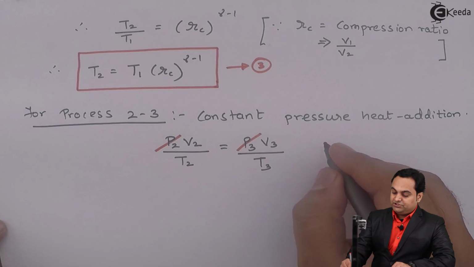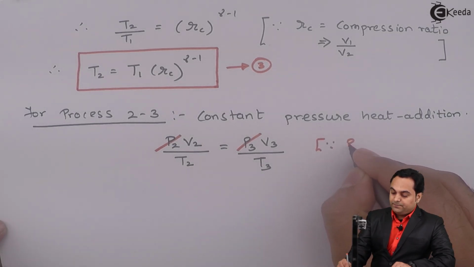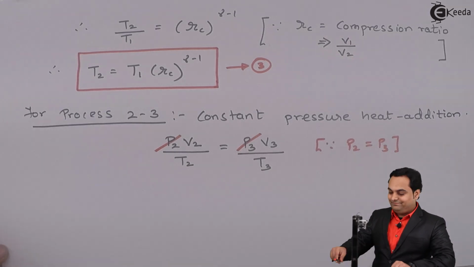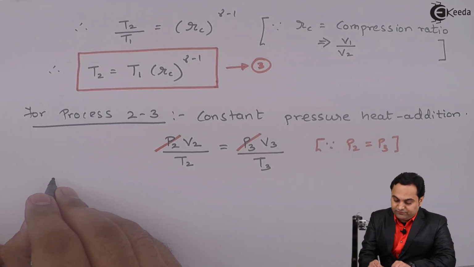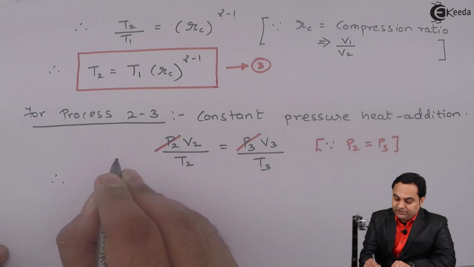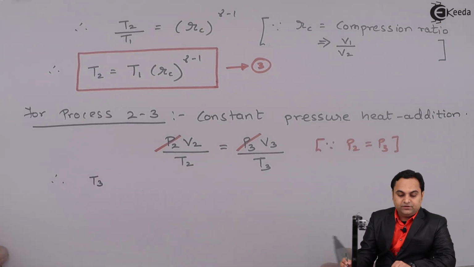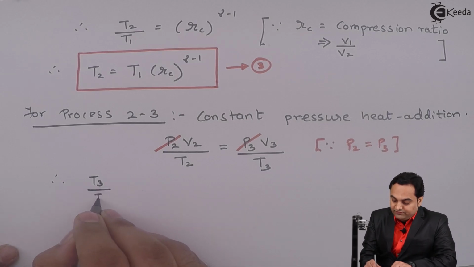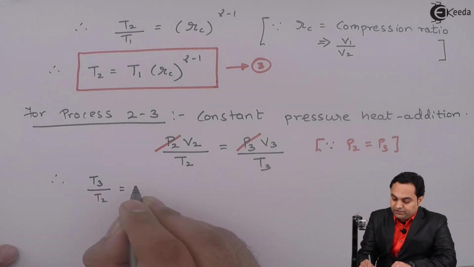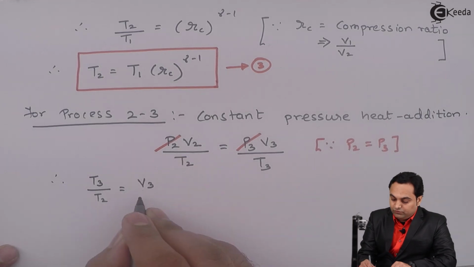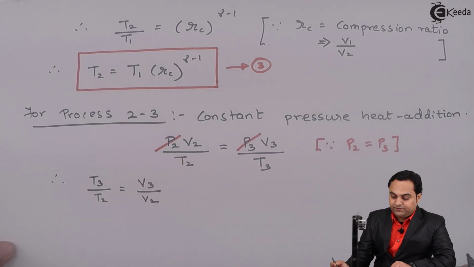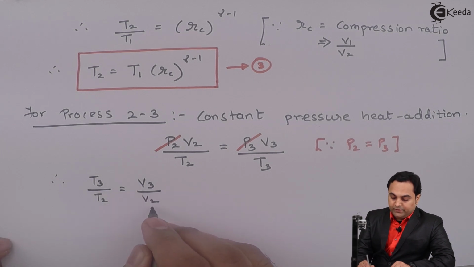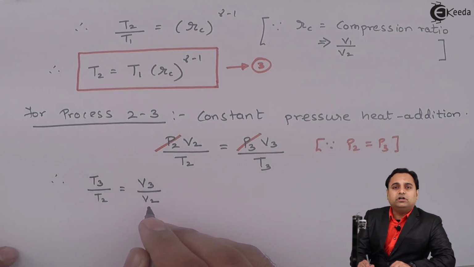And here I have to mention that since pressure at point 2 and pressure at point 3 are the same, therefore I will shift T3 here. So T3 is in the numerator, and in the denominator we have T2, equal to V3 in the numerator, and V2 will go into the denominator. Now here V3 upon V2 is called the fuel cutoff ratio.